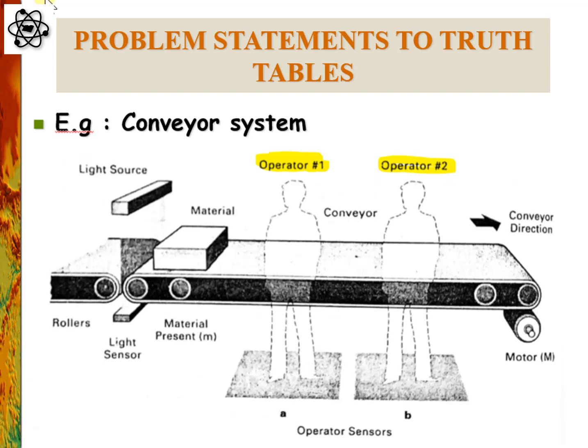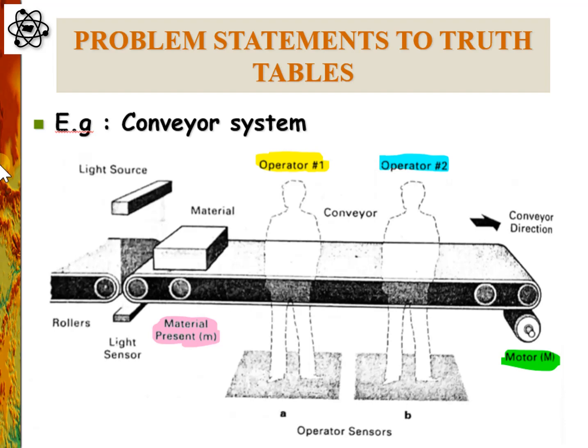In this particular slide, I am going to identify the input and the output variables and assign names to them. Operator 1 is assigned a variable A, operator 2 is assigned a variable B, the motor operation is represented as M, the presence of the material is represented as small m, and the closing of the switch is represented by S.